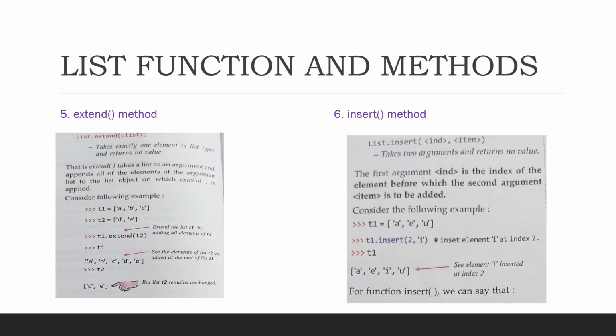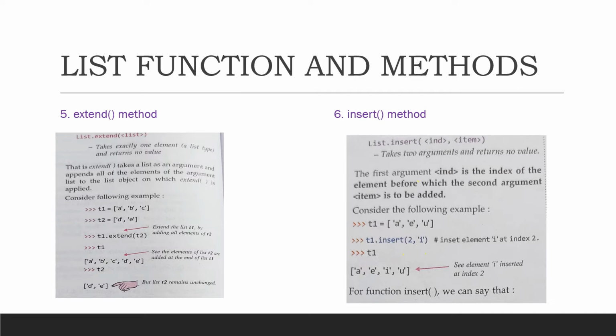Next one is extend. Extend is nothing but you can add more than one value at the end of the list. For append, it was only one value that you could add, but for extend, you can add more than one value. So let's see an example.